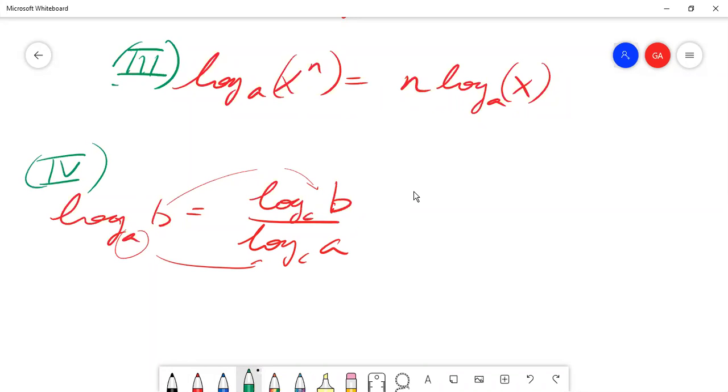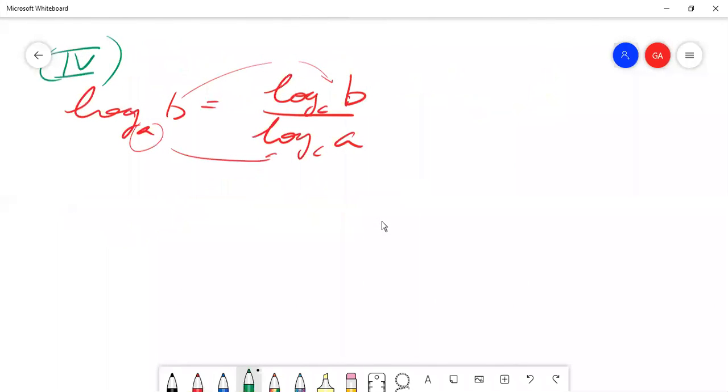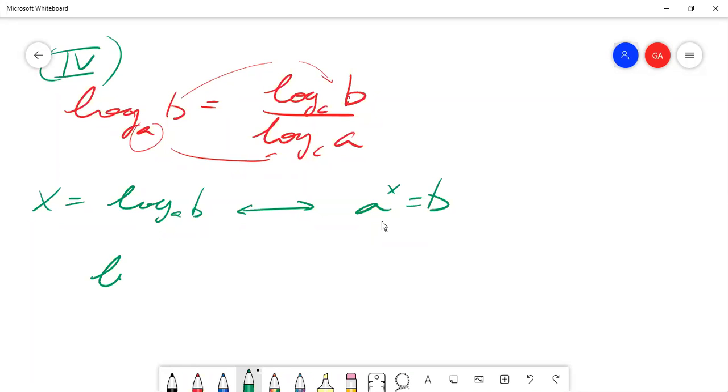And the proof. For those of you who don't care for the proof, you don't have to; this is just what you have to memorize. But for those of you who want to see the proof and are interested, the way I would prove this is I would call x equal to log base a of b, and exponentially, I would write that as a to the x is b, right? It's the exponential form of this.